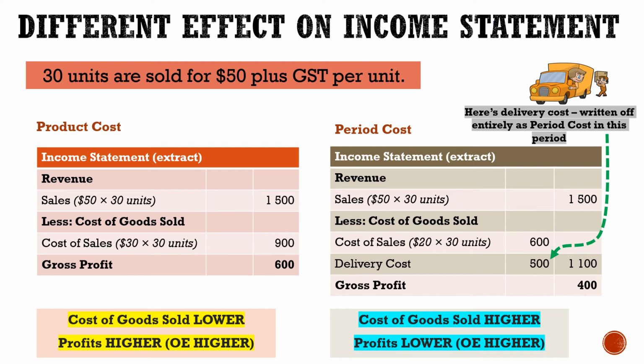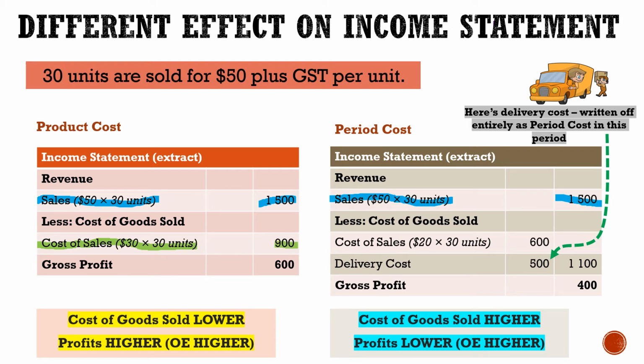Here we are selling 30 units for $50 plus GST per unit. We use this selling price to calculate the sales revenue, which works out to be $1,500. Note how the sales revenue is the same even if we are using product cost or period cost method. The difference lies in how we account for and report for cost of goods sold. Let's start by looking at the product cost method. Earlier, we have calculated the cost of sales to be $900.